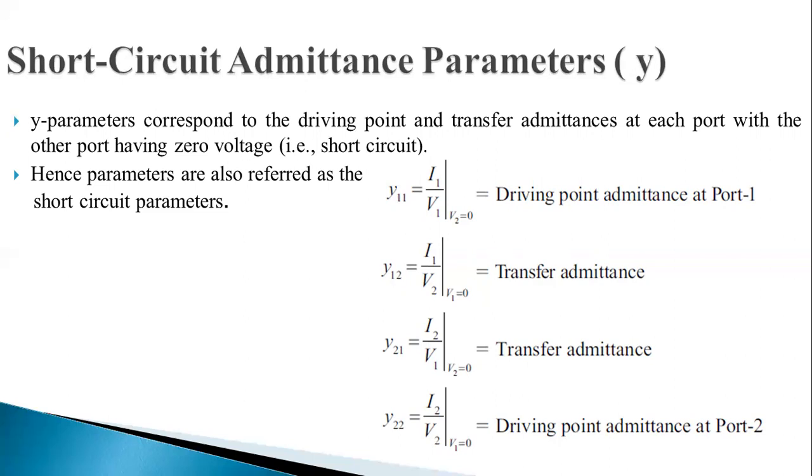All the equations are shown over here, and all of these are taken with either V1 equal to 0 or V2 equal to 0. And we know that the voltage is 0 when the particular port gets short circuited. So for that port the voltage is equal to 0. Hence it is called the short circuit parameter. Observing all these equations, it is I by V. Normally we know that V by I is the impedance, whereas the admittance is the inverse of the impedance, which is I by V. Hence it is called the admittance parameter.